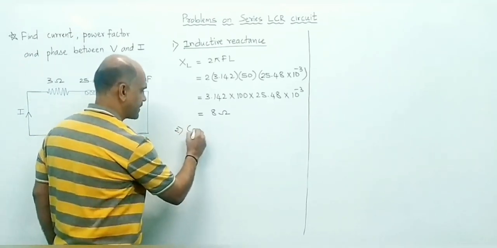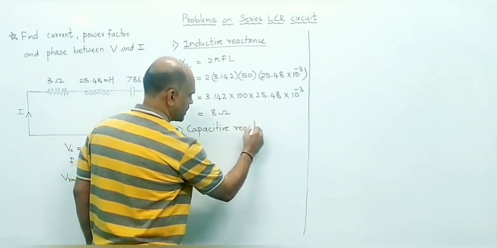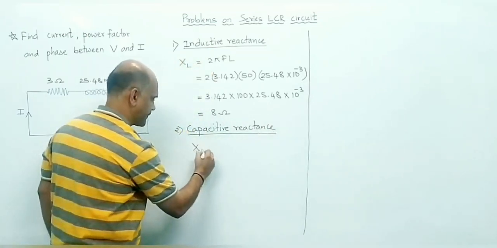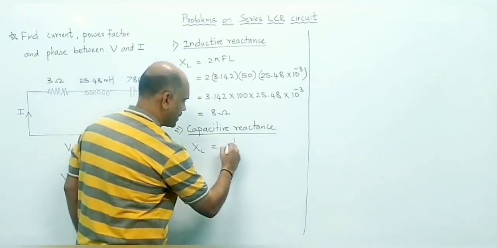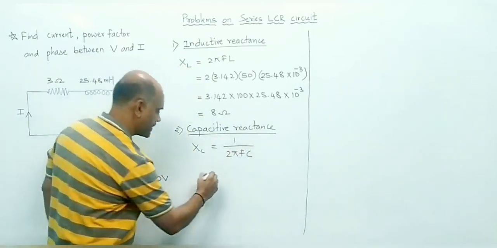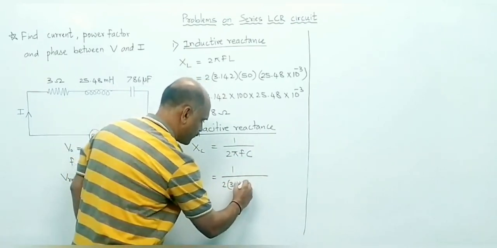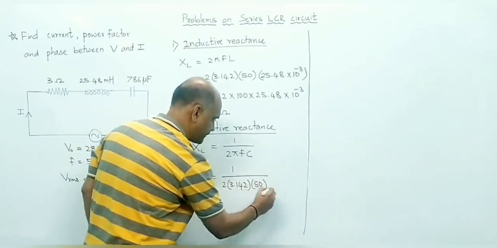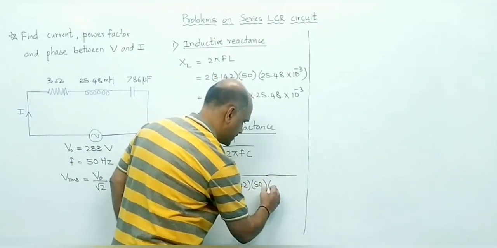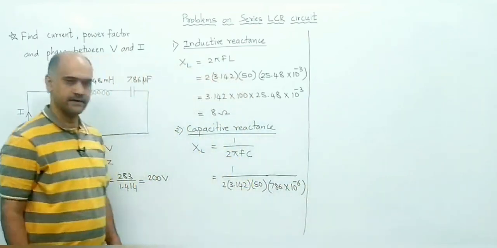So second, capacitive reactance. It is given by XC. XC is 1 by 2 pi F into C. Now if I substitute 1 divided by 2 into 3.142, frequency is 50, capacitance is 786 into 10 raised to minus 6 farad.